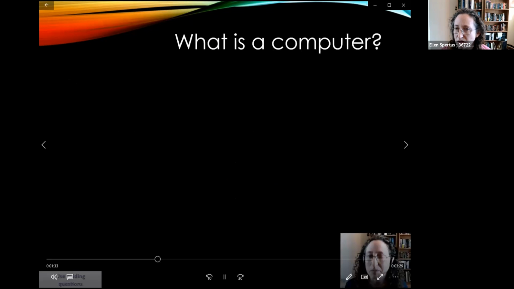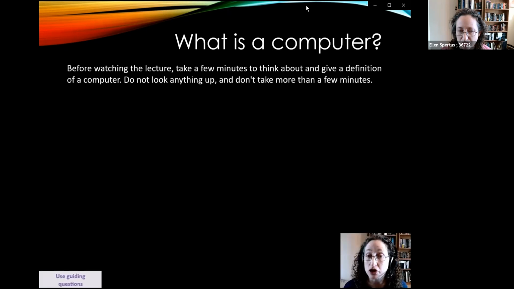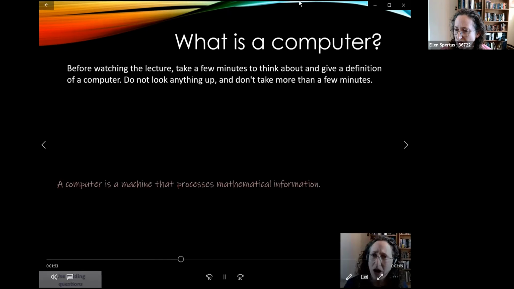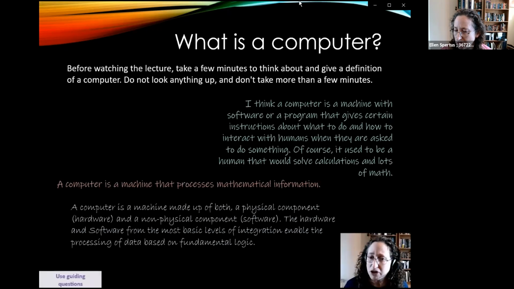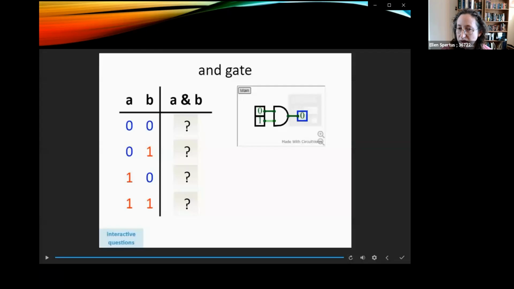Here's an example. The first lecture asks and provides an answer for the question, what is a computer? Before the lecture, students are instructed to take a few minutes to think about and give a definition of a computer. I don't want them to spend too much time on it, but I do want them to think about it. What they write really doesn't matter. What matters is that they've thought about the question and they'll be more receptive and interested in what the lecture says.